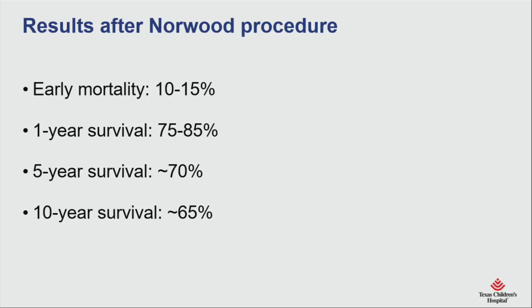Actually, it's a little lower at 6 years, 60-something%, with a 10-year survival estimated at 65%. So not great, right? I mean, if you actually have a disease that has a 65% or 70% 5-year survival, that's not a great disease to have. So there's still a lot of stuff that we have to do to improve the survival in these patients.